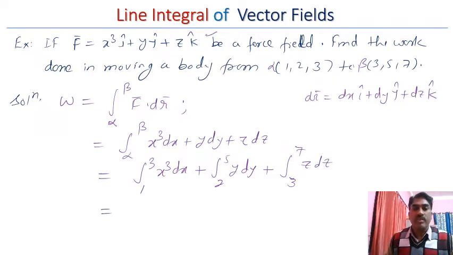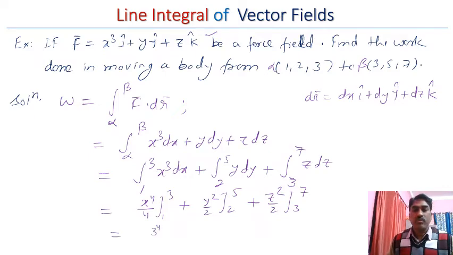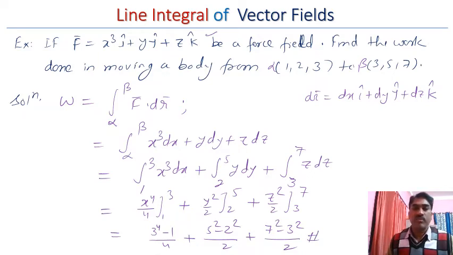x³ will integrate to x⁴ by 4. So this is x⁴ by 4 and limit is 1 to 3, plus this is y² by 2, limit is 2 to 5, plus z² by 2 and limit is 3 to 7. So you just now need to put these limits. So (3⁴ minus 1) by 4 plus (5² minus 2²) by 2 plus (7² minus 3²) by 2. You just need to compute these numerics and you will find the answer.